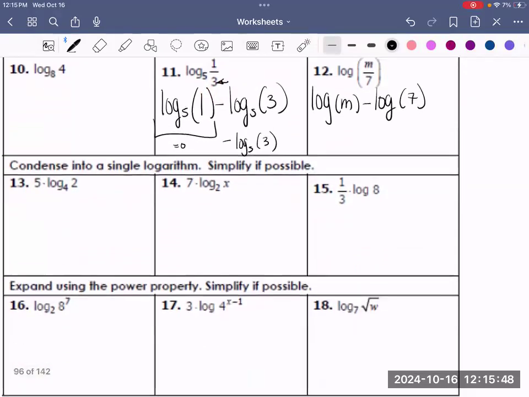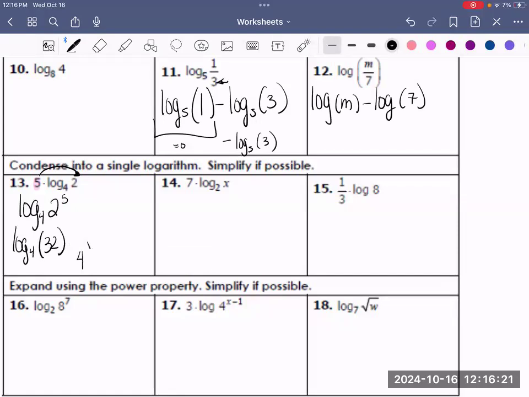Now, let's try to condense it given that we have a number on the outside. So we have 5 times the logarithm base 4 of 2. When you have a number that's on the outside, it's going to actually come all the way up and act as its exponent. So we have log base 4 of 2 to the 5th. Then we can go ahead and evaluate if it's asking for it in the future. So 2 to the 5 is 32.